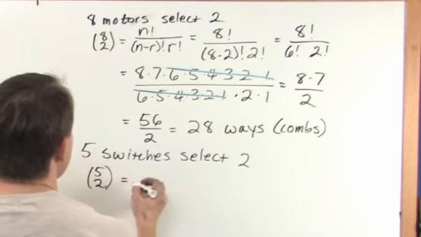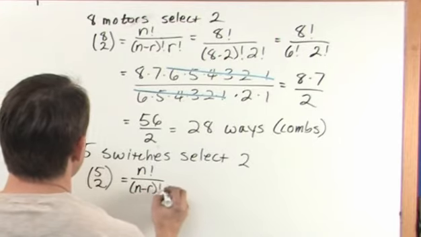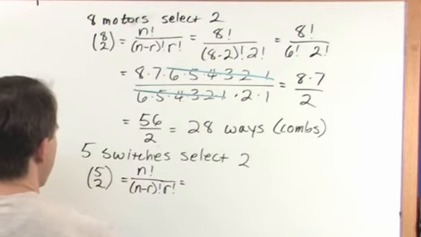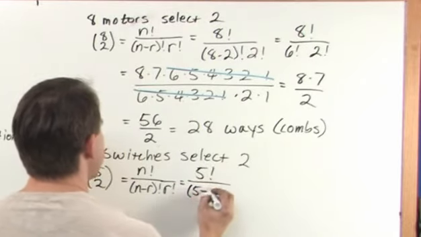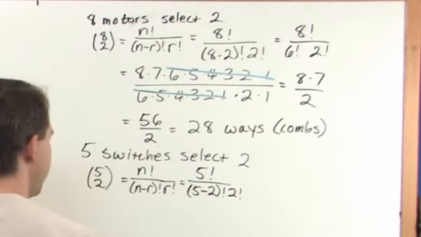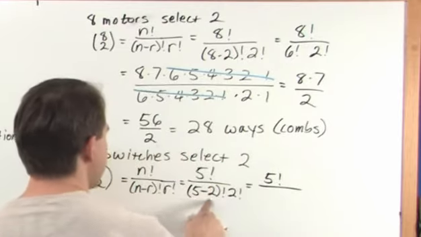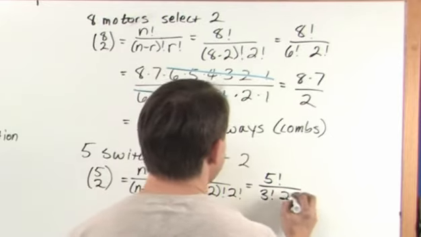So you're going to have n factorial over n minus r factorial times r factorial. And so n is 5 and r is 2. So you'll have 5 factorial over 5 minus 2 factorial times 2 factorial. On the top, you'll have 5 factorial over 5 minus 2, which is 3 factorial. And then here, you'll still have your 2 factorial.